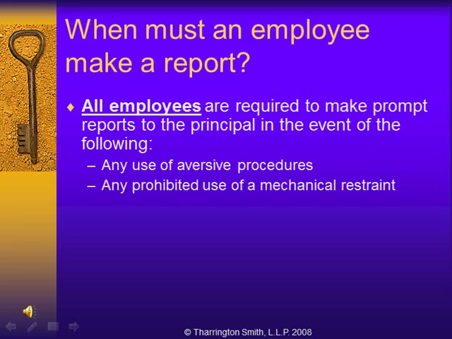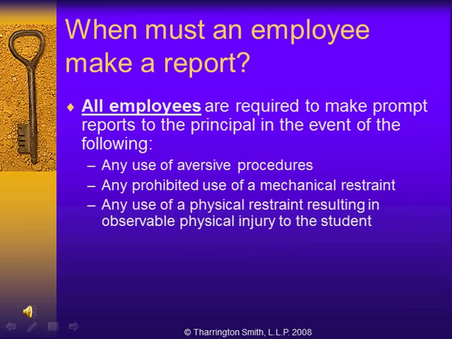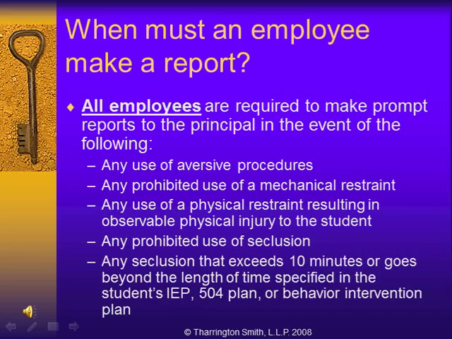In addition, a report is required any time a mechanical restraint is used for a purpose or in a situation in which mechanical restraints are not allowed. A report is also required any time a physical restraint is used that results in observable physical injury to the student, and any time seclusion is used for a purpose or in a situation in which it is not allowed. Finally, the principal must be promptly notified any time seclusion is used that goes on for longer than 10 minutes or beyond the length of time specified in the student's IEP, 504 plan, or BIP.